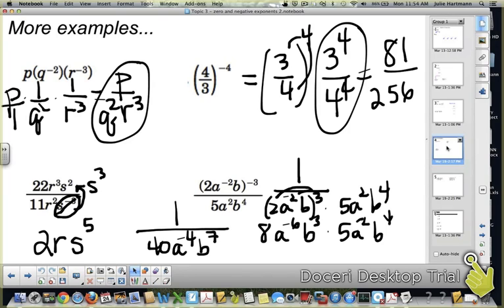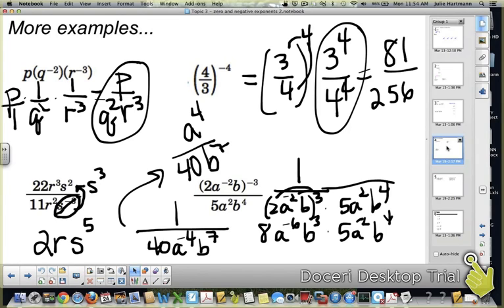And then that whole thing. And then a to the negative 4 cannot stay there. That's got to move up to the top and become a to the 4th power. So I'm going to move up here. It's going to become a to the 4th over 40 b to the 7th.